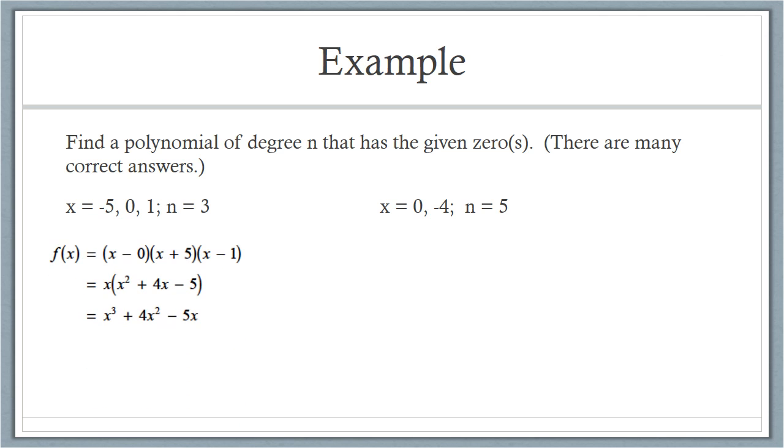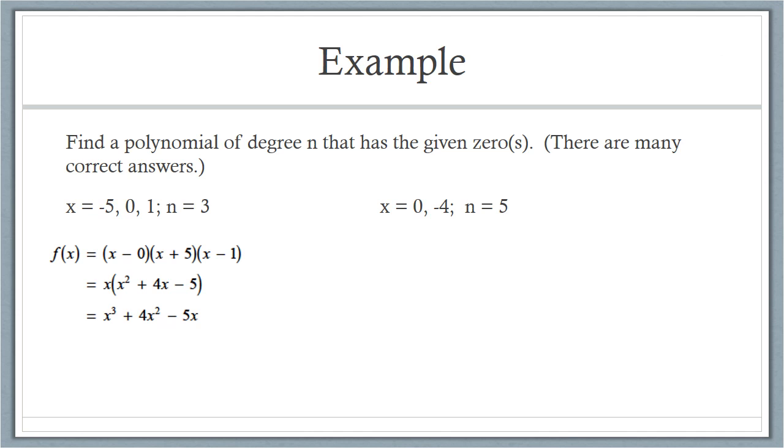And like I said, you just want to set those up as factors and multiply them out. You get x cubed plus 4x squared minus 5x. Now the next one's a little tricky because they only give you 2 zeros. So we know x minus 0 has to be 1 and x minus negative 4.